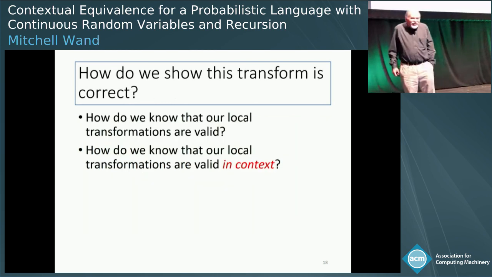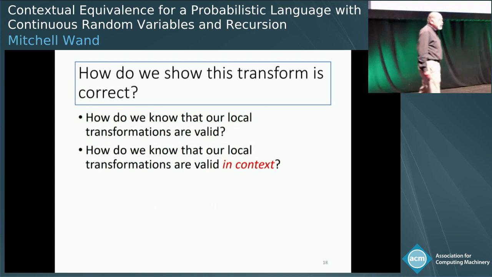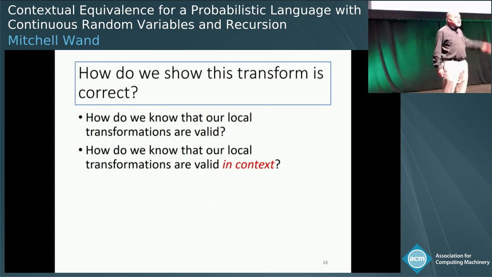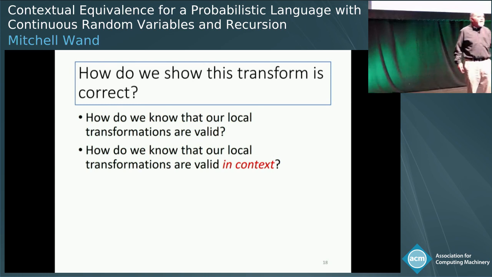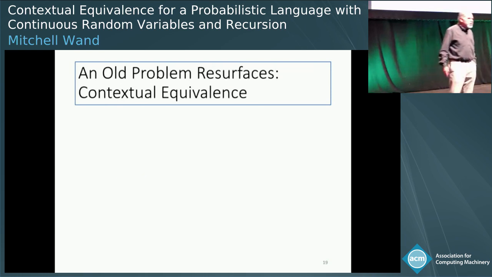Right. So the problem we tried to attack was, how do we show that this program is correct? This is a local transformation, but probably this transformation and all the transformations that we talked about are part of some larger system. So we need to know that our local transformations are valid in context. And that, of course, is the old problem of contextual equivalence.